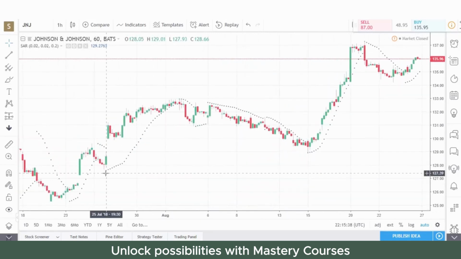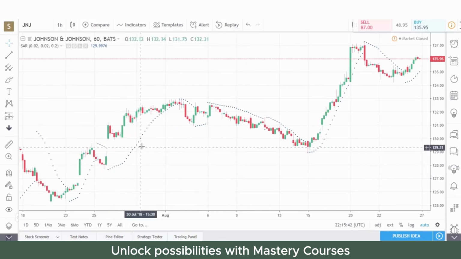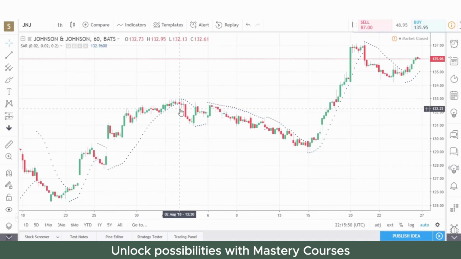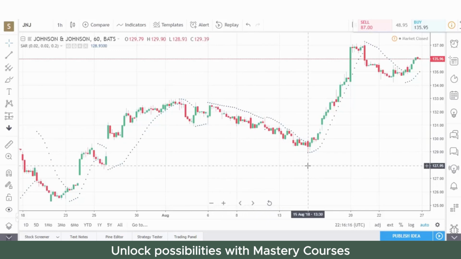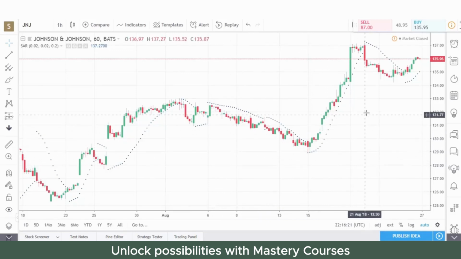But beginning on July 25th, we would have had a buy signal here, entering around 128. An exit signal around 132. We would have had a buy signal here. This would have been a flat trade. We would have stayed out of the stock from August 6th through the 14th, and then another buy signal here on the 15th, just above 129, which would have kept us in the stock until August 21st, around 135.